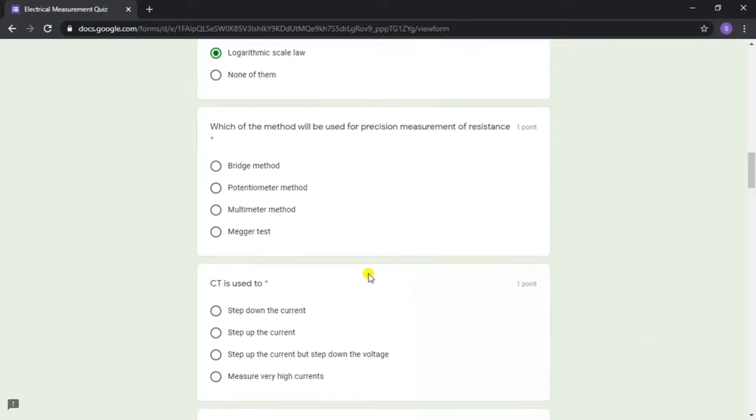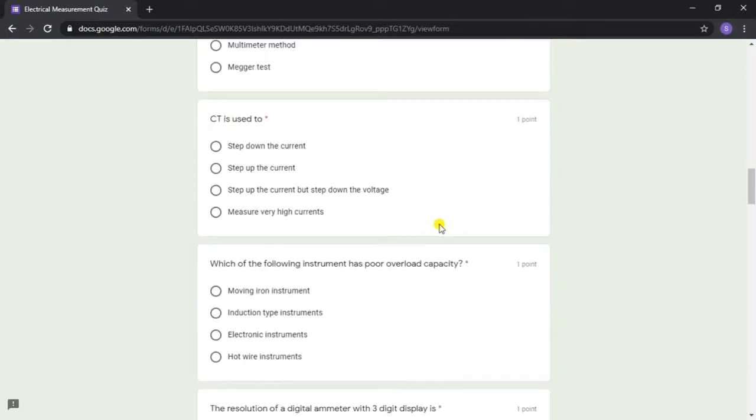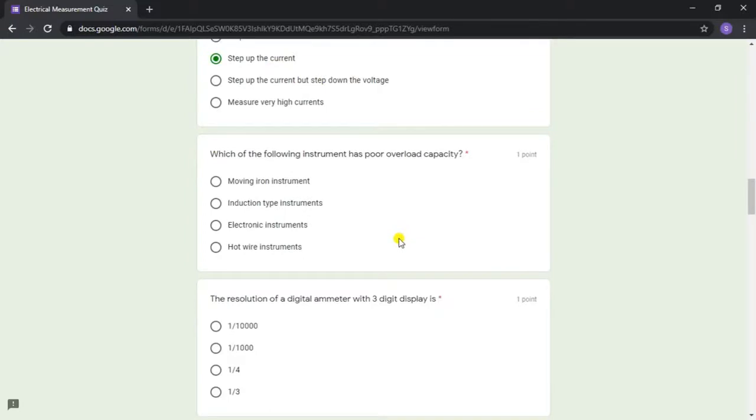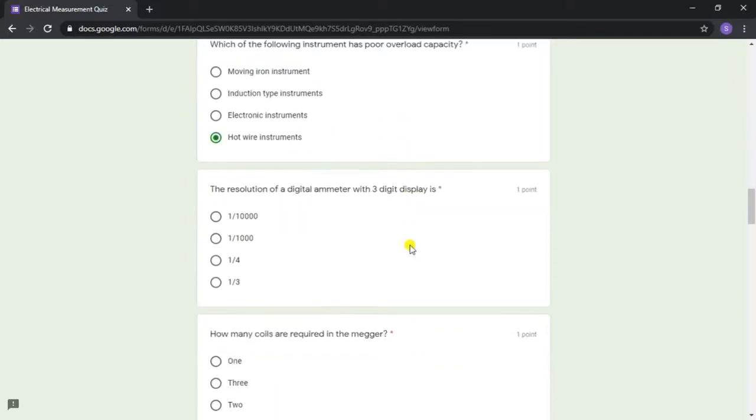Question: which of the method will be used for precision measurement of resistance? Answer: bridge method. Question: CT is used to? Answer: step down the current. Question: which of the following instrument has poor overload capacity? Answer: hot wire instruments. Question: the resolution of a digital ammeter with three-digit displays?